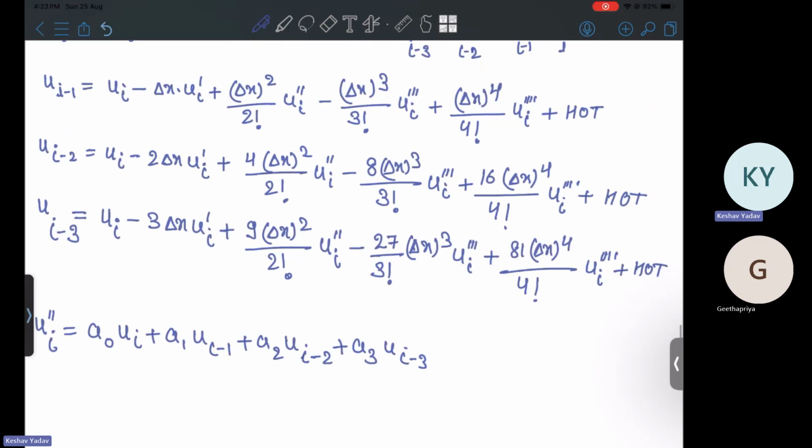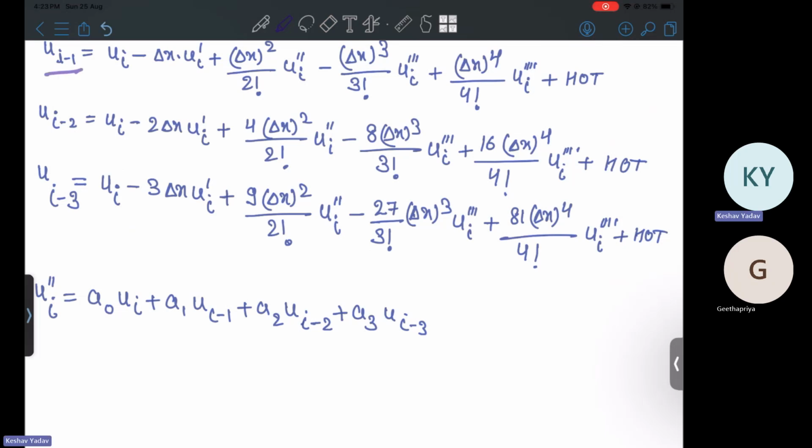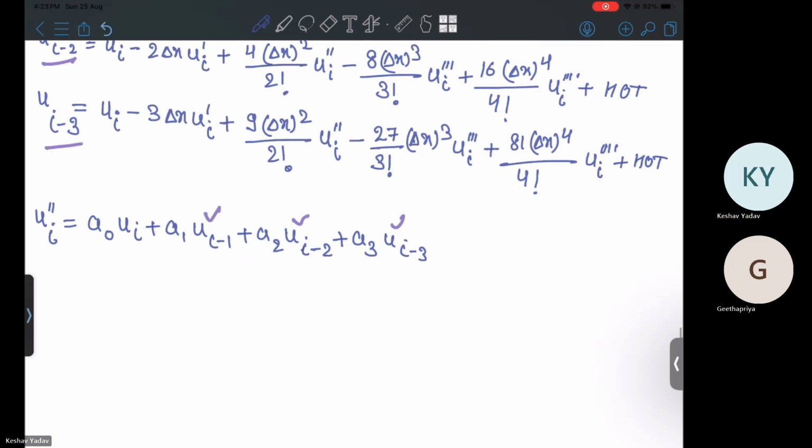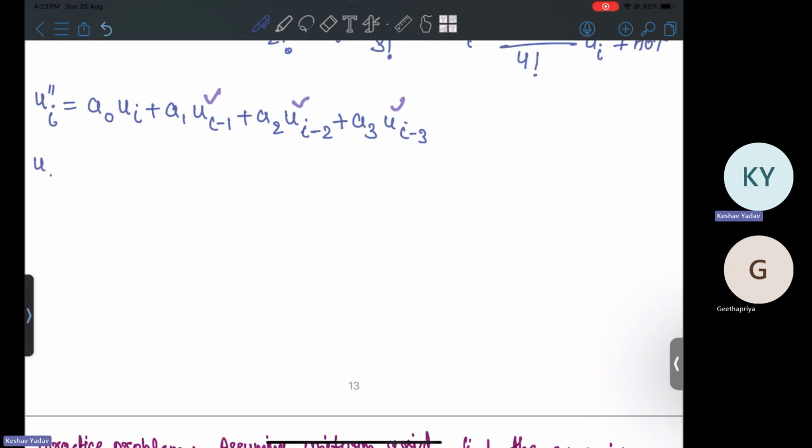Now what we want to find is ui double prime. This is a0 ui plus a1 ui minus 1 plus a2 ui minus 2 plus a3 ui minus 3. Okay, this is what we want to find now. Simply here we have written the expressions for ui minus 1, ui minus 2 and ui minus 3. These values from here we will put here and see what we are getting. So simply if I put the values here, what will I get for ui prime?